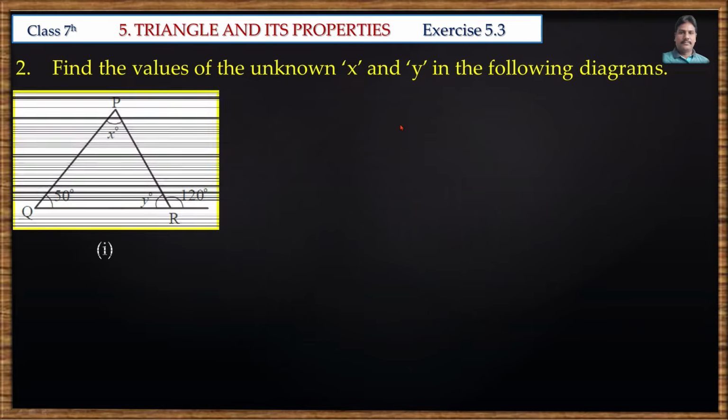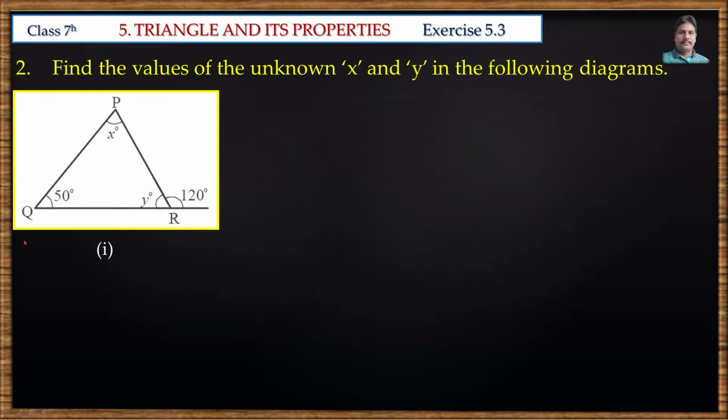The first bit, here triangle PQR is given. At vertex P angle x degrees are there, and at vertex Q 50 degrees angle is there, and at vertex R y degrees internal angle and 120 degrees external angle is given. Let us solve this problem.